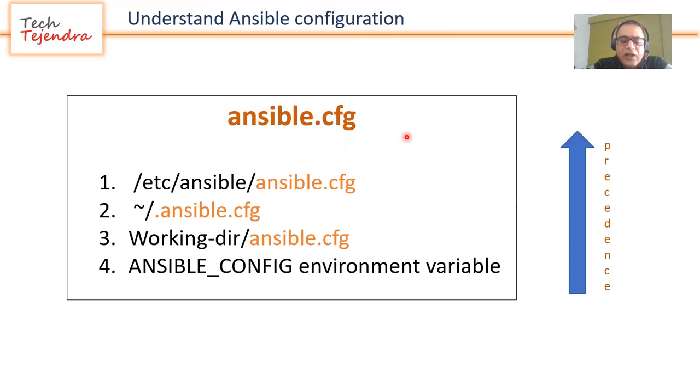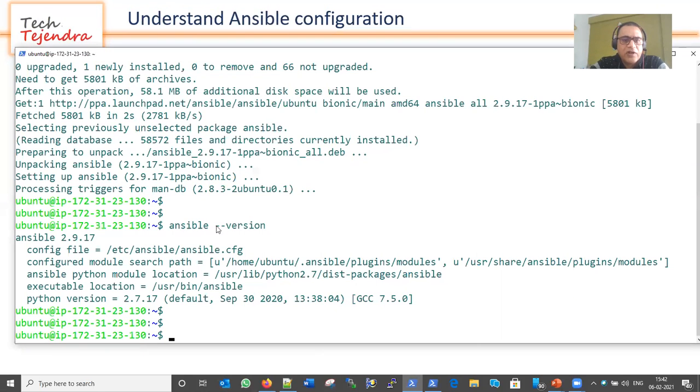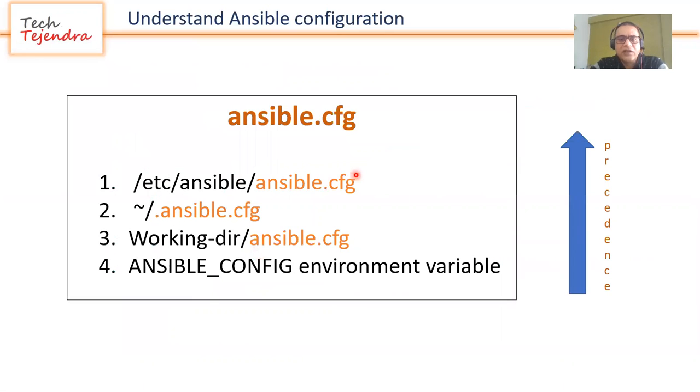Okay, so here are the three locations where we can keep our Ansible configuration file. One is the default location. As I will show you, once we run this ansible --version command, it will show the location of our configuration file. So it is showing the /etc/ansible/ansible.cfg file. Okay, that is the location. This is the default location.